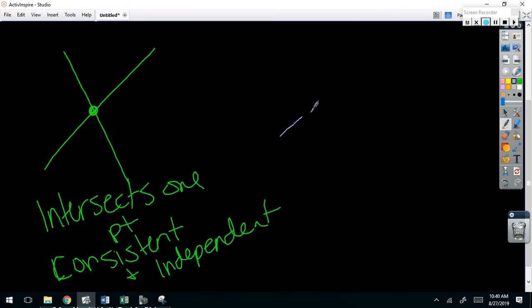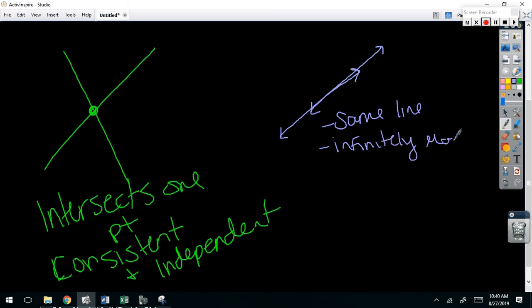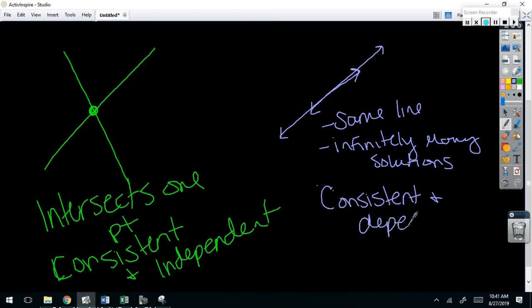Then you may have some that you graph and the equations looked very different, but when you actually graph them, you got the same line. You probably said when you did this that it had infinitely many solutions. This is called consistent and dependent.